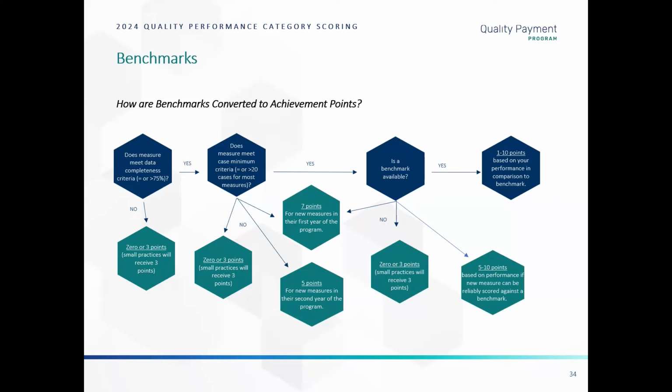And then the next question that we ask, once we know if there is a benchmark available or not, is, okay, do we look at the criteria that we just discussed? And based on that criteria, there will be 1 to 7 achievement points available based on a measure for the quality performance category. Next slide, please.